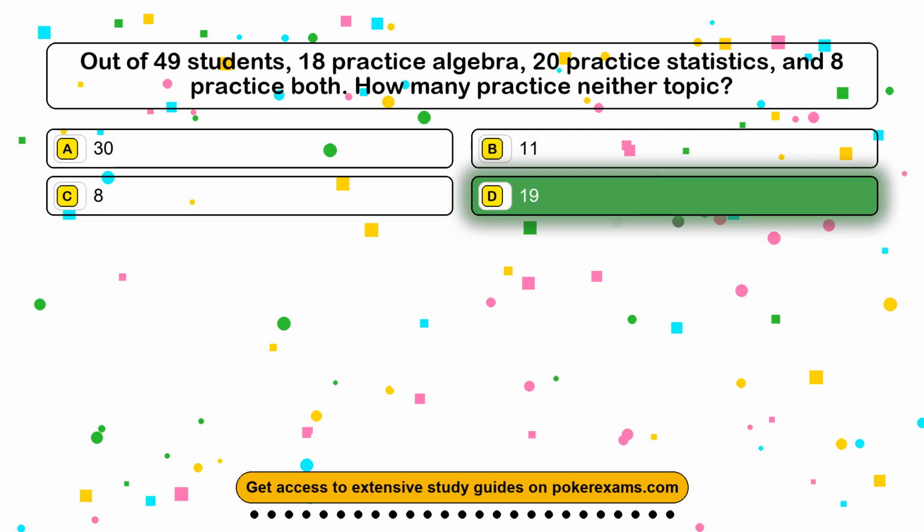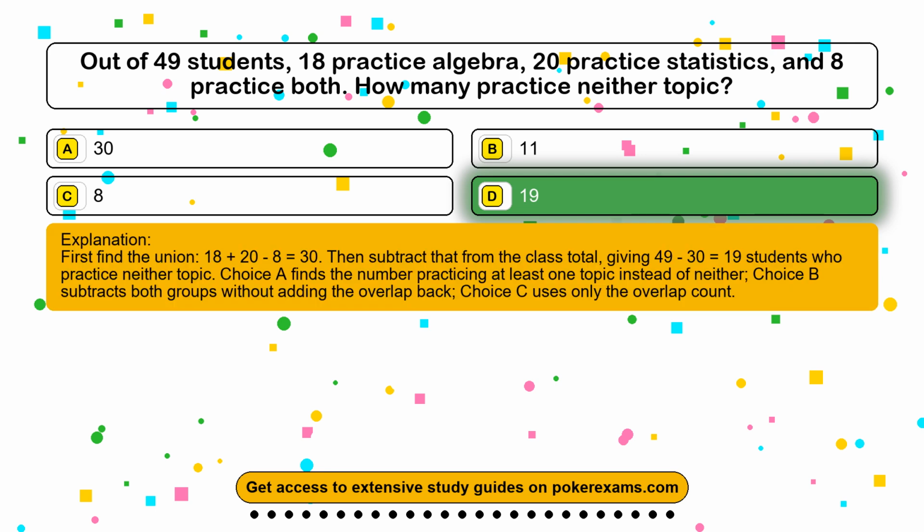The correct answer is option D, 19. First find the union, 18 plus 20 minus 8 equals 30. Then subtract that from the class total, giving 49 minus 30 equals 19 students who practice neither topic. Choice A finds the number practicing at least one topic instead of neither. Choice B subtracts both groups without adding the overlap back. Choice C uses only the overlap count.